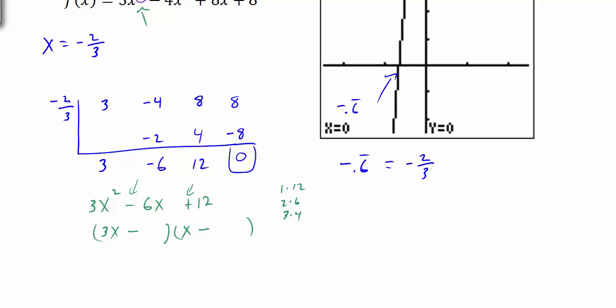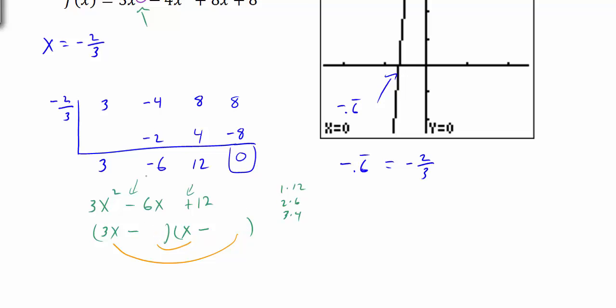So this says they're the same. The negative says they're both going to be negative. So what combination is going to give us 12 but then give us this negative 6? Well, 1 and 12 is not going to work because if you put a 1 here or 12 here, remember this number has to be multiplied by 3 and this number is multiplied here, so that's not going to give us the negative 6x that we need.